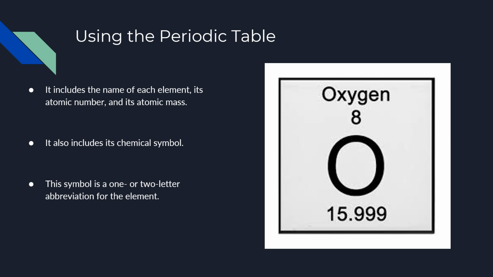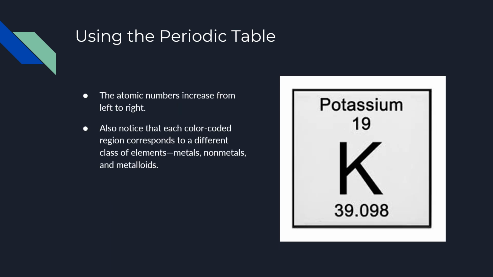All right, using the periodic table. It includes the name of each element, its atomic number, and its atomic mass. It also includes its chemical symbol. This symbol is a 1 or 2 letter abbreviation for the element. The atomic numbers increase from left to right. Also notice that each color-coded region corresponds to a different class of elements. There are metals, nonmetals, and metalloids.